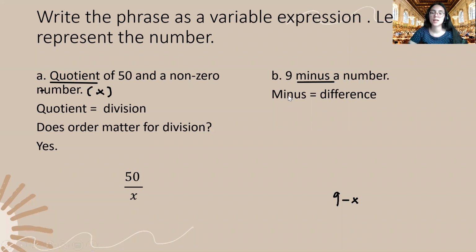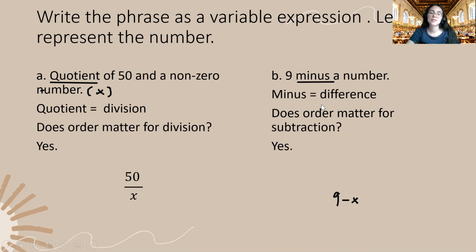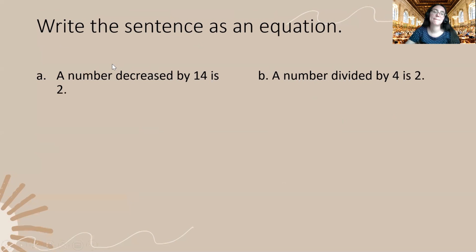So let's go ahead. Minus, as we said, means that there is a difference or a subtraction involved. And we have to think to ourselves, does order matter for subtraction? And the answer is yes, it does. So our answer will be 9 minus x, which is exactly what we thought of to begin with. Okay. So let's go ahead and continue on to the next slide.